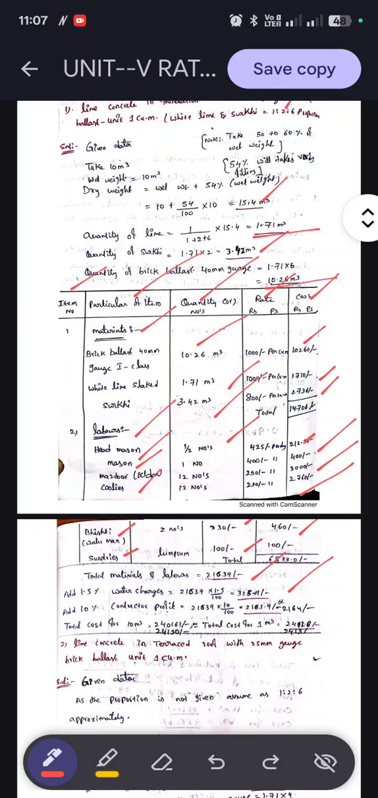Rounded to a whole figure, 2164 rupees. So the total cost for 10 cubic meters, all added: 21,639 rupees plus water charges 325 plus contractor profit 2164 rupees. The total cost for 10 cubic meters is 24,161 rupees. Converted into 1 cubic meter, the cost is 2,430 rupees per 1 cubic meter. Okay, the problem is completed. Thanks for watching.